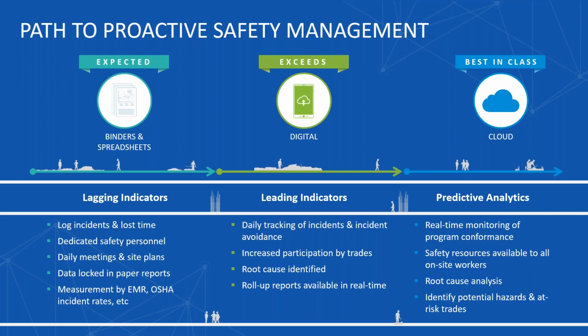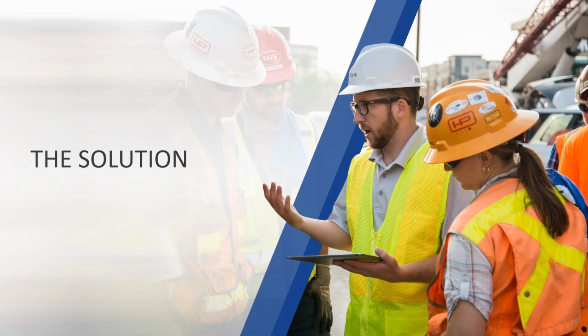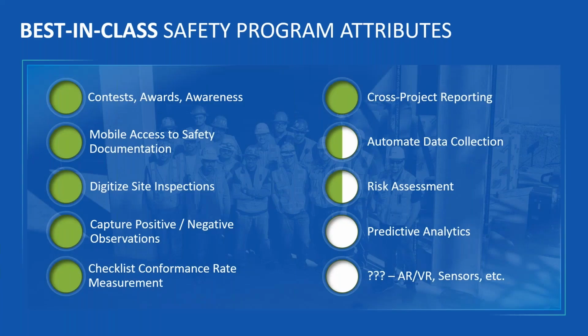There are many programs available in the market. As a solution, we have best in class safety programs. The solution to get this best in class safety program is to digitize your current safety initiatives, including making all the safety information available on your mobile devices, and digitizing your inspection process, like the checklist being used on the site.